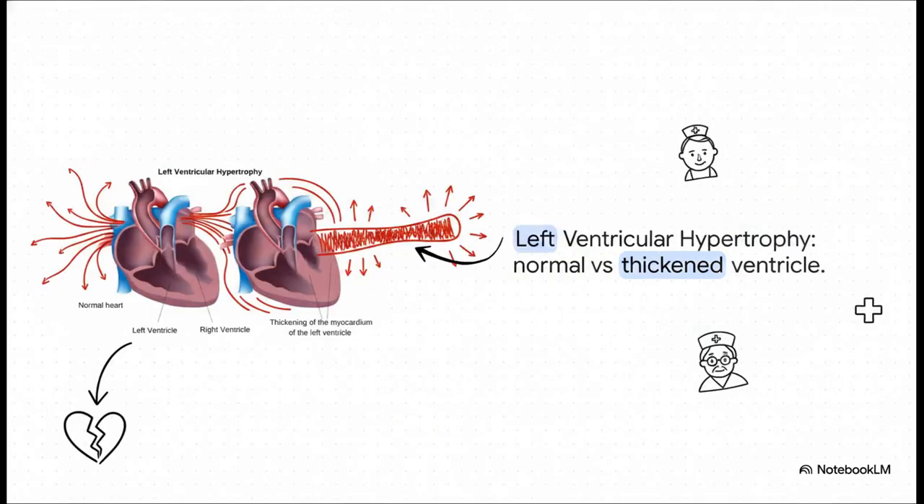And here is the direct consequence of having that narrowed arterial lumen. Because of that increased vascular resistance we just talked about, the heart has to pump so much harder just to push blood through the body. Over time, all that extra work forces the left ventricle to thicken, like you can see in the visualization on the right. This left ventricular hypertrophy is a major stepping stone toward eventual heart failure, which is obviously a highly common issue in geriatric care.